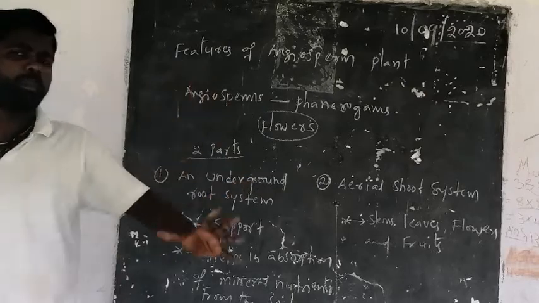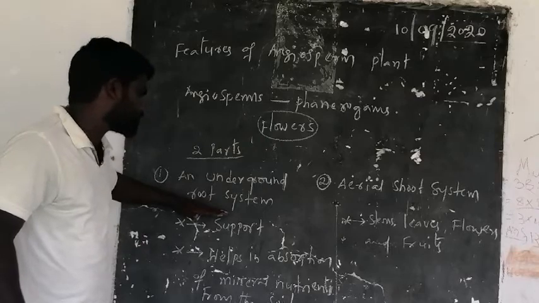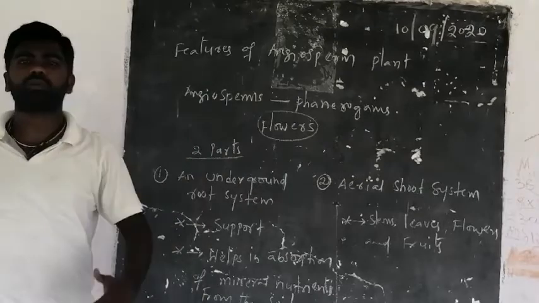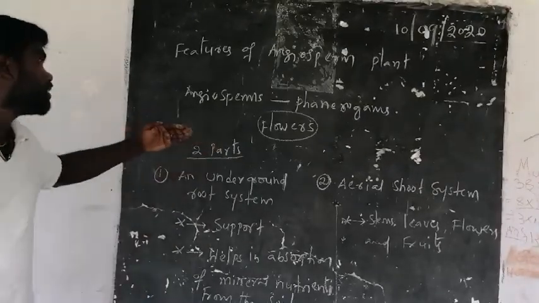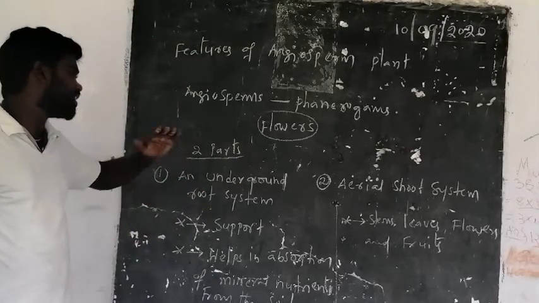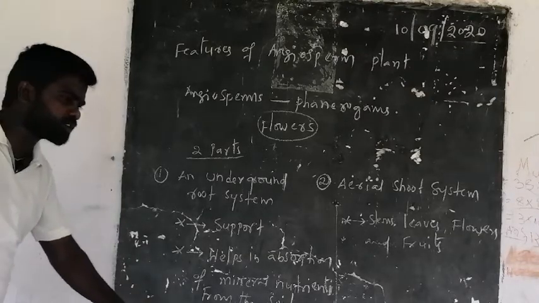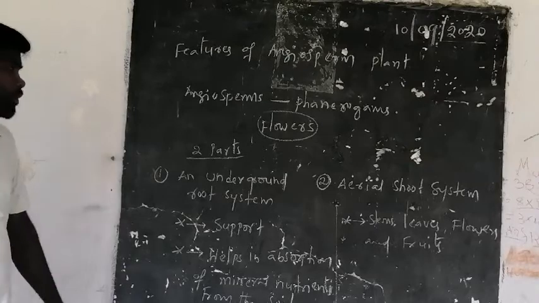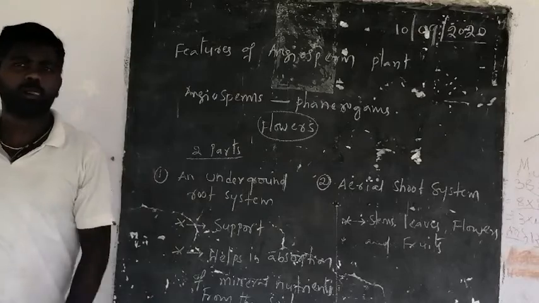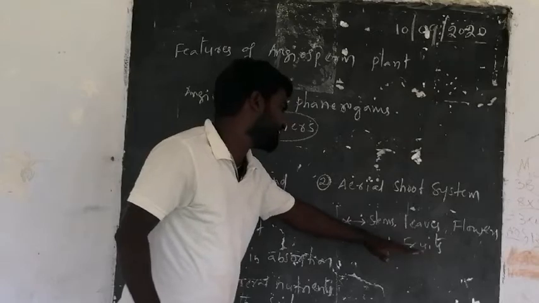And these are the two main parts of an angiospermic plant: underground root system and aerial shoot system. Now, the underground root system bearing roots will give support and absorption of mineral nutrients. Now, let's see, the aerial shoot system is having different types of parts: stems or branches, leaves, flowers and fruits.